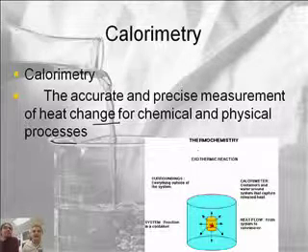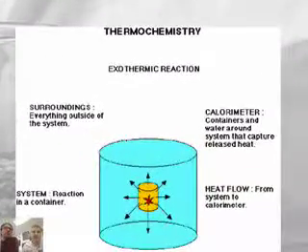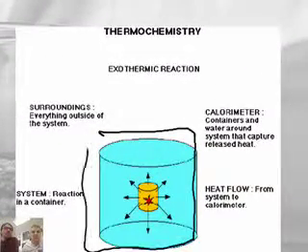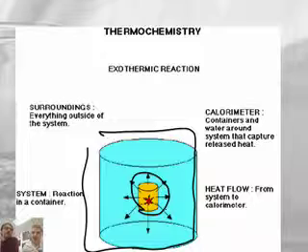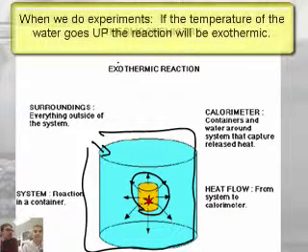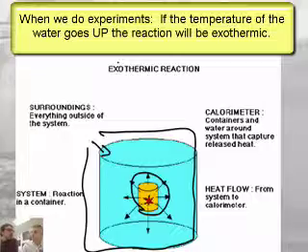Here is a way to look at this whole process. We have a container, and the reaction is taking place in the yellow container. Energy is being released in an exothermic reaction, and it's heating up the surroundings, which is blue. Those surroundings are probably water, so we're going to measure temperature change in water. If the temperature of the water goes up, it's an exothermic reaction. If it goes down, it's an endothermic reaction.